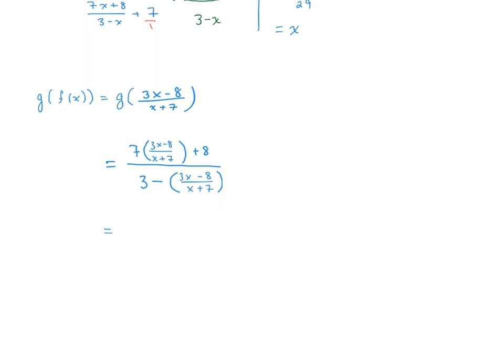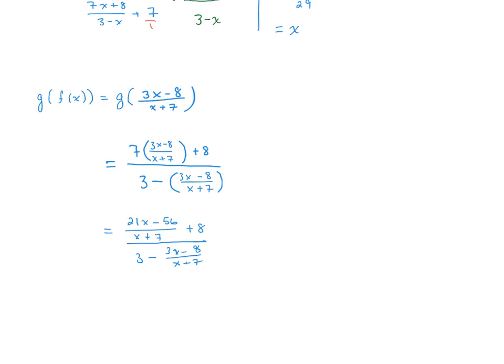So we can distribute that 7 throughout the numerator. So 7 times 3x minus 8, because this is like 7 over 1. So we have 21x minus 56 over x plus 7, add 8. Then the denominator is 3 minus 3x minus 8 over x plus 7.